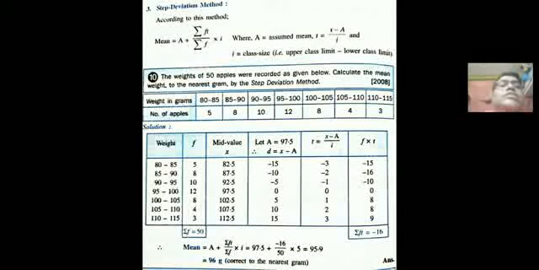Then the step deviation method. As you know, the formula is mean is equal to a plus sigma ft by sigma f into i, where a is the assumed mean, t is equal to x minus a by i, and i is the class size. The question here, to be solved by the step deviation method: weight in grams 80 to 85, 85 to 90, 90 to 95, 95 to 100, 100 to 105, 105 to 110, 110 to 115. Number of apples: 5, 8, 10, 12, 8, 4, 3.